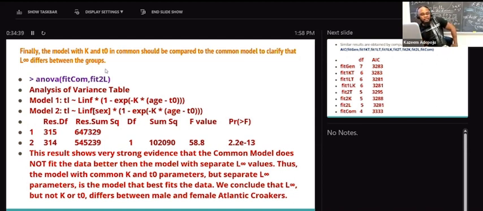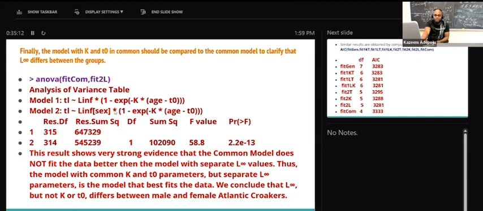Okay. Now, by the time we actually analyzed that, the p-value was this. And that was why I said this result shows very strong evidence that the common model, okay, does not fit the data. Of course, because the common model was what we stated in the null hypothesis. And that has been rejected because of the p-value that you have right now. And I said it does not fit the data better than the model with a separate L infinity.